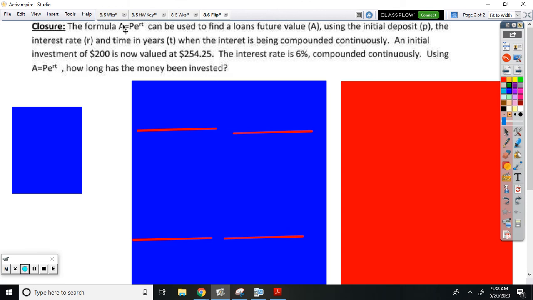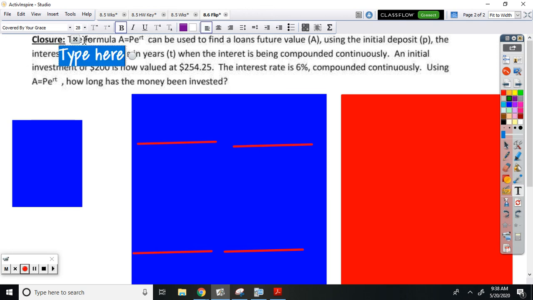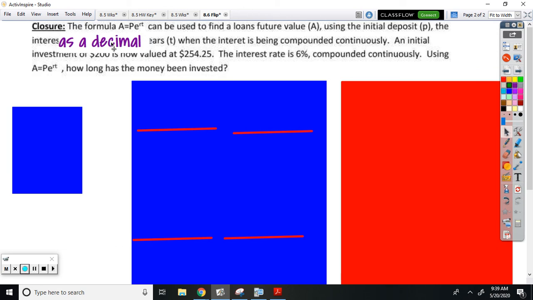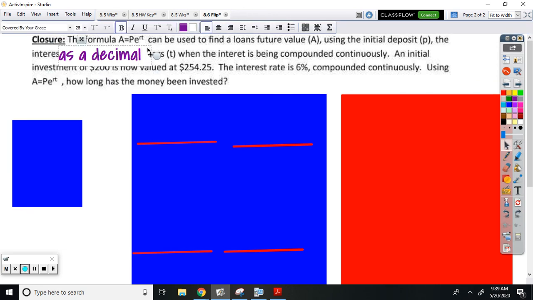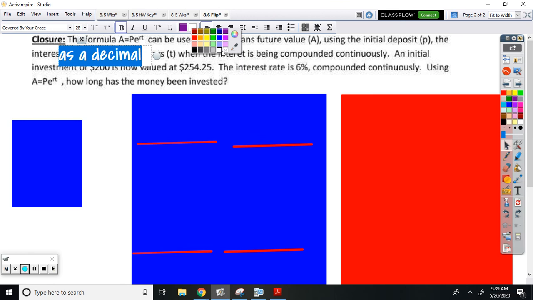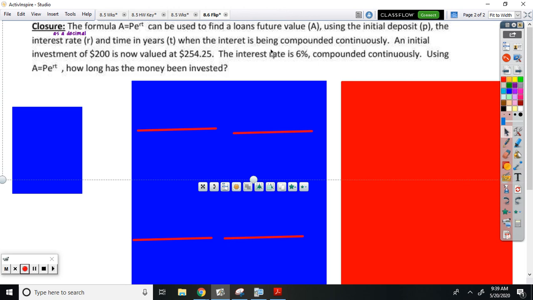This same formula we used last problem, A equals P times e to the RT power, again is used to find the loan's future value A using initial deposit P, an interest rate of R. Remember that the interest rate does need to be as a decimal. So make sure that your interest rate is always as a decimal. And then your time is going to be in years. This is when the interest is being compounded continuously.